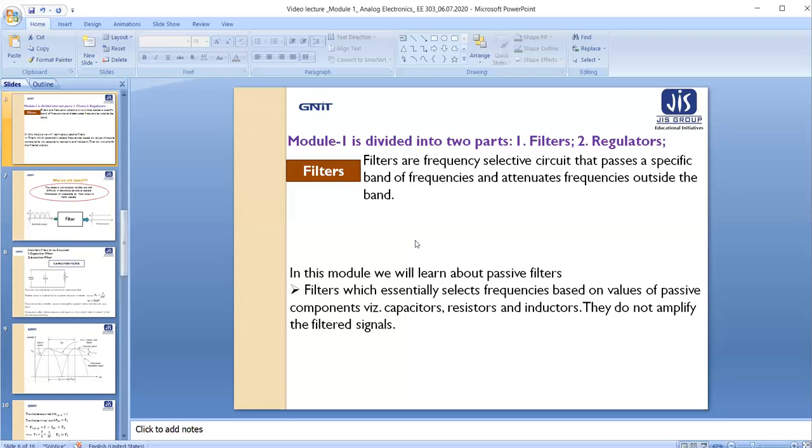Now the question is, what are the components that are basically used only for filtering, not for amplification? The components which basically filter the signals are capacitors, resistors and inductors. They are called passive components because they do not amplify any signals.